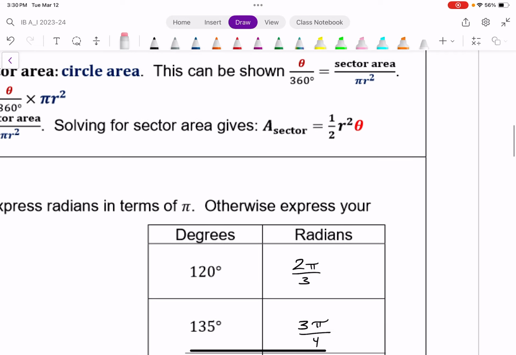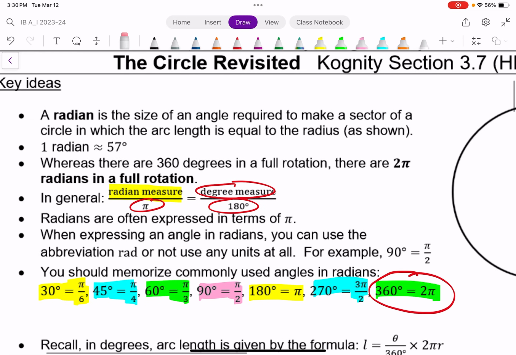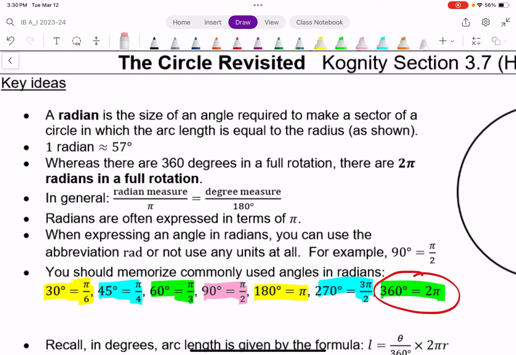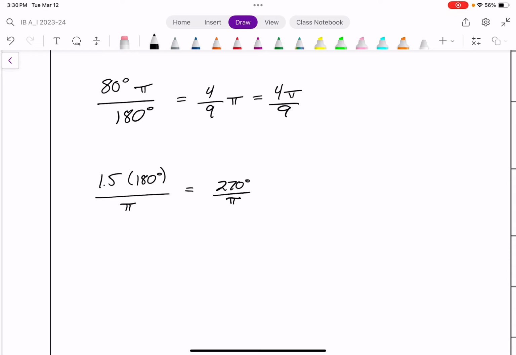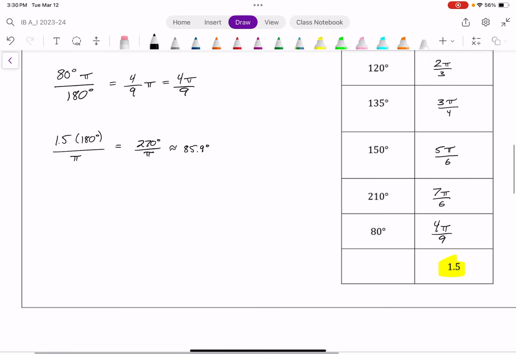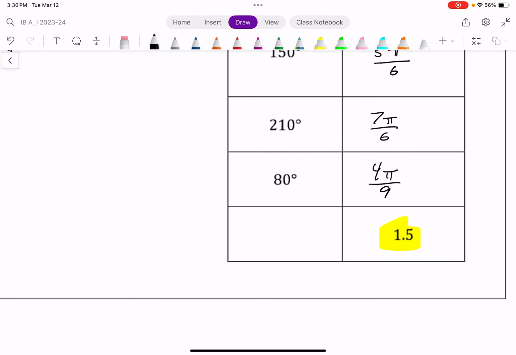And so I want to use that same proportion the other way around. This time, I want to figure out the degrees, and I know the radians. If I want to turn it into degrees, I need to go radians times 180 divided by pi. So I take my 1.5 radians times 180 degrees, divide by pi, and I get 270 degrees over pi, and that's the exact value. It does say to express your answers to 3 significant figures, so that is approximately 85.9 degrees. So just shy of 90 degrees.